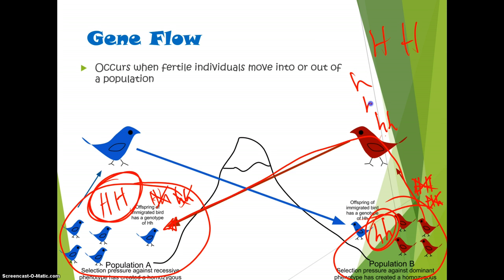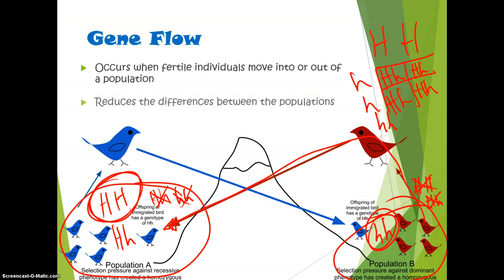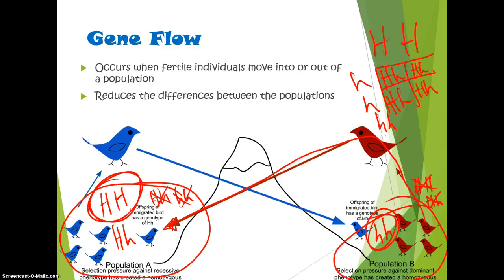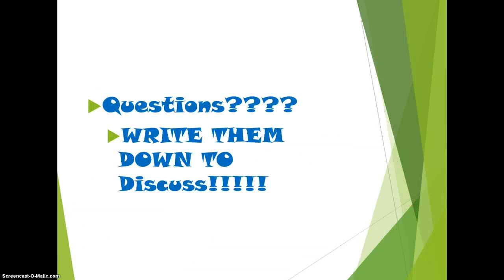Set up your Punnett square. Please forgive my bad handwriting; it's difficult to write like this. Big H, little h, big H, little h. Because of this gene flow, we go from having all big H, big H to now starting to get big H, little h in there again, because we have this immigration from one population to the next. It reduces the differences between the populations.